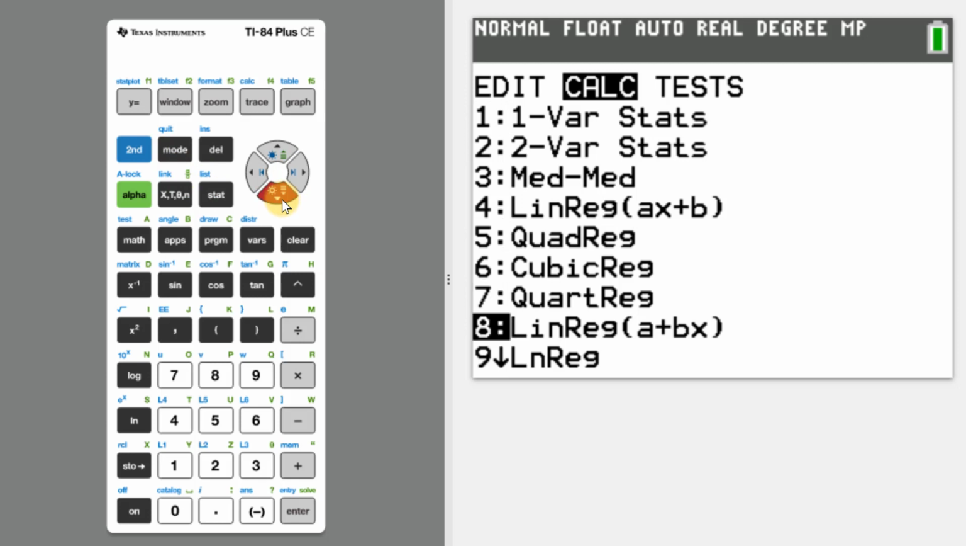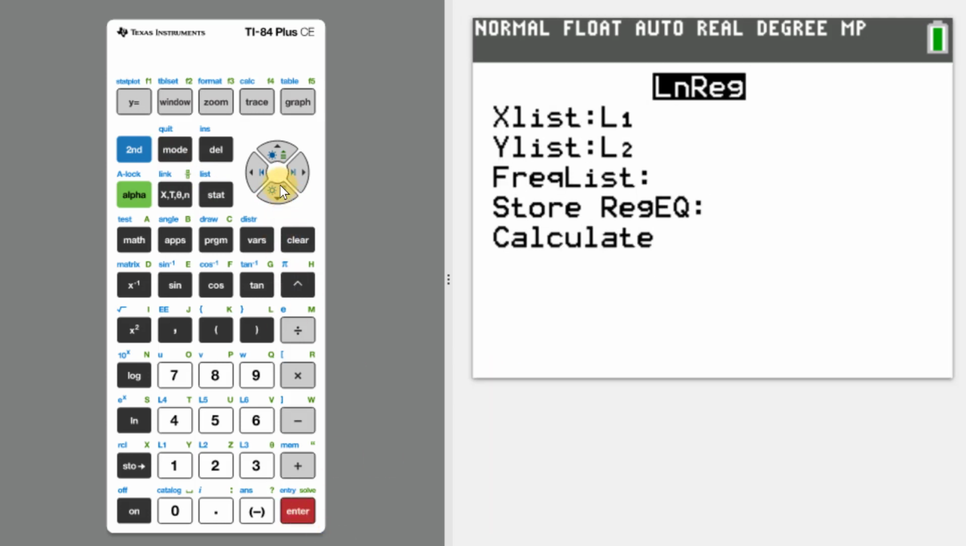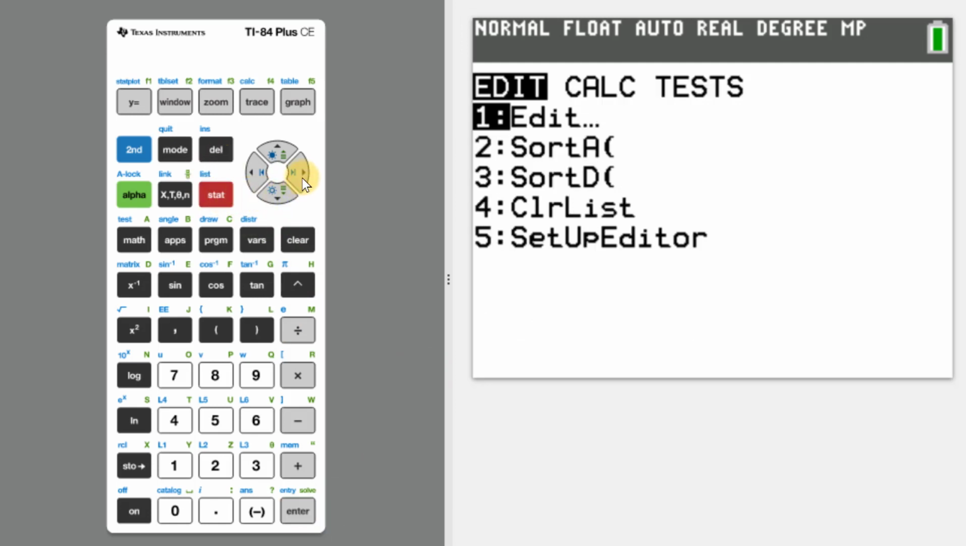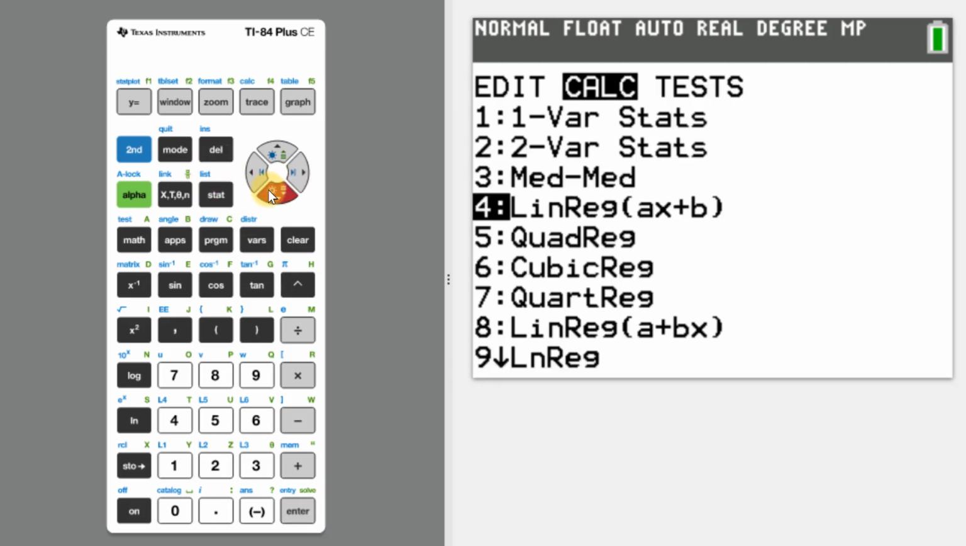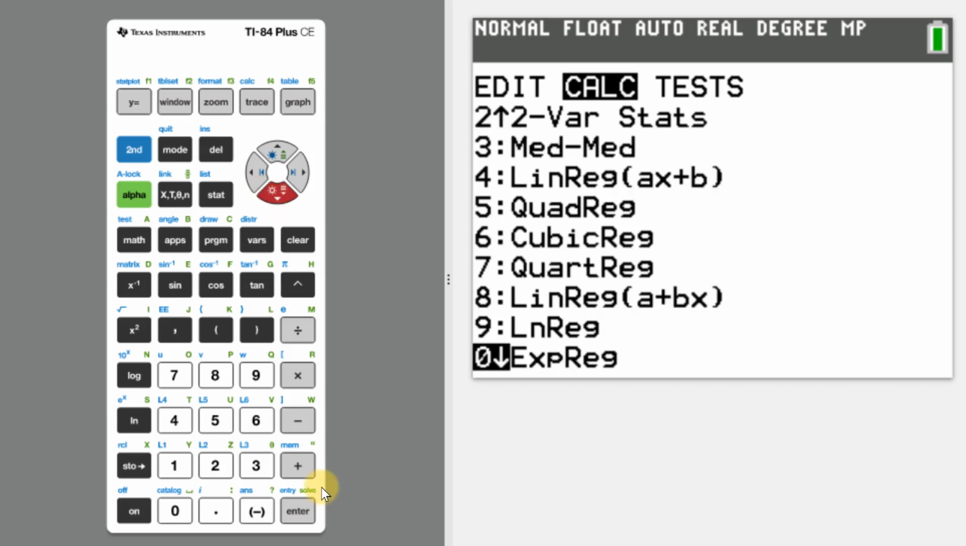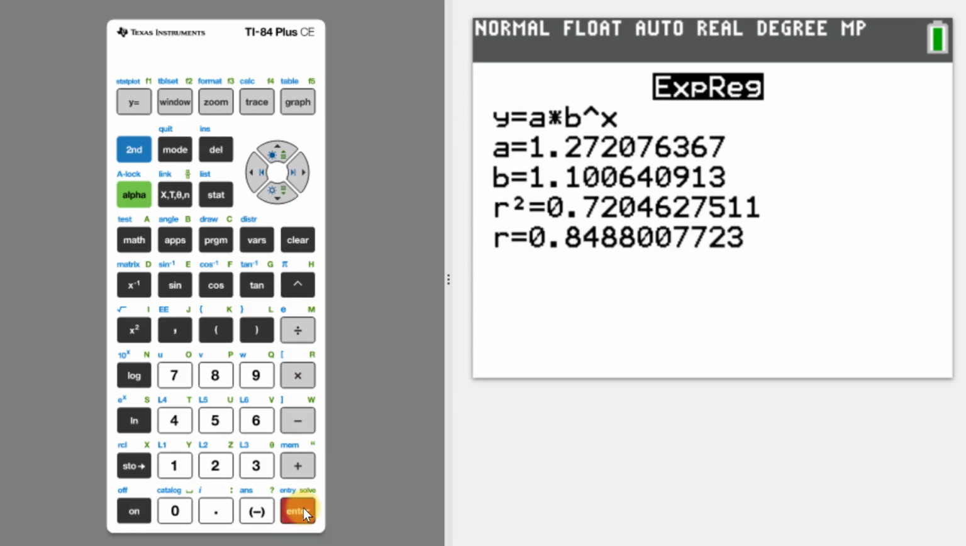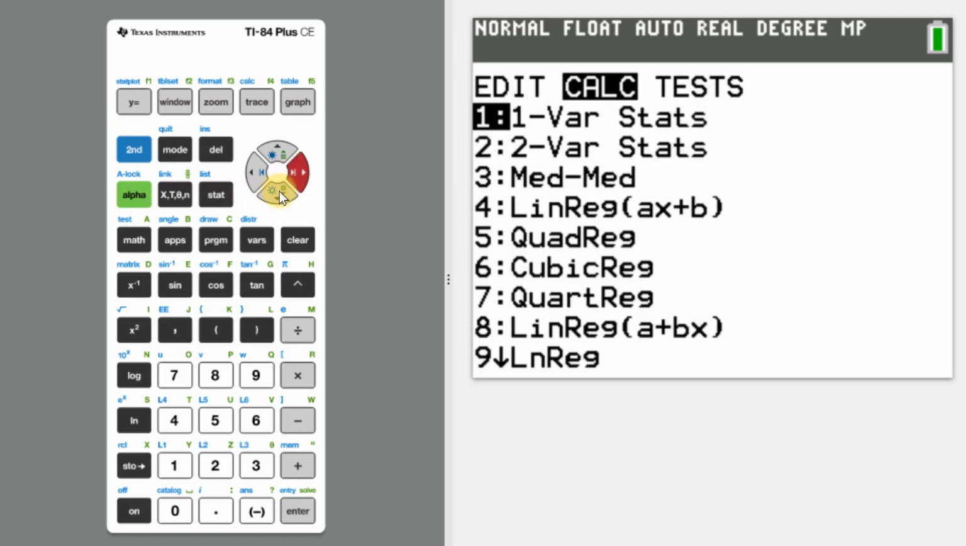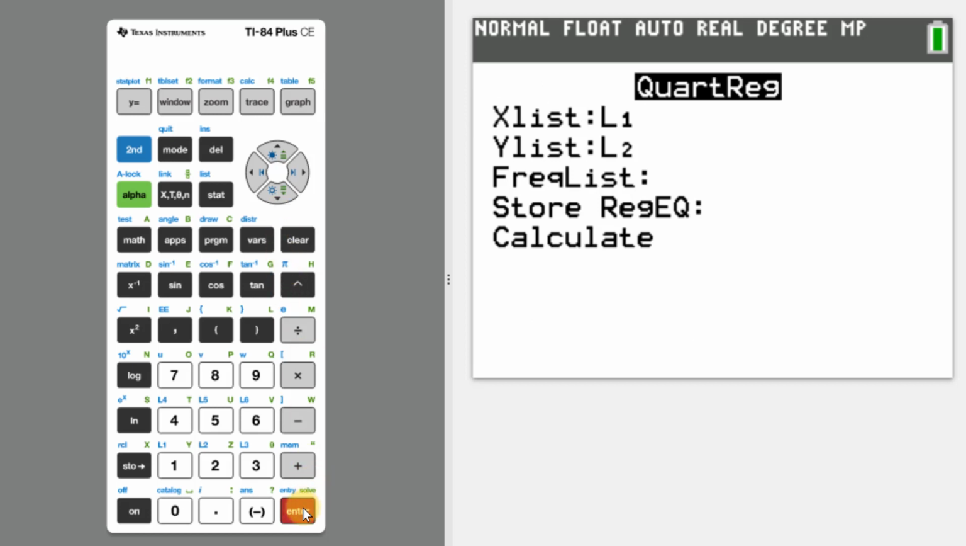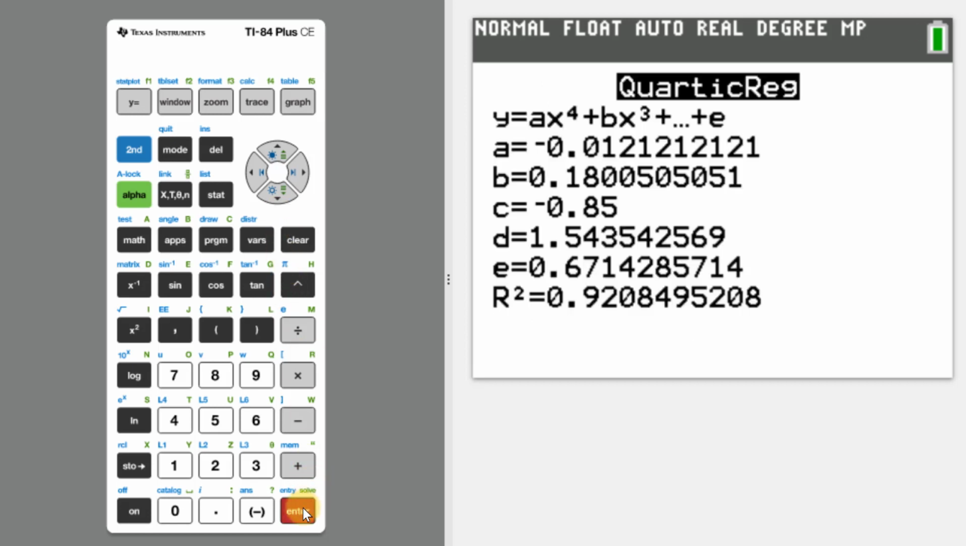Okay, and then we'll go back to stat, and we can try, I don't know, maybe a logarithmic one, just for fun. Well, we haven't gotten into logarithms yet, so let's stay away from that one. Okay, maybe we'll try an exponential regression. Here we go. And we'll calculate that. Okay, 0.8488. All right, and then we'll hit stat, calculate, maybe quartic. Okay, so 0.9135 is looking like our best one.